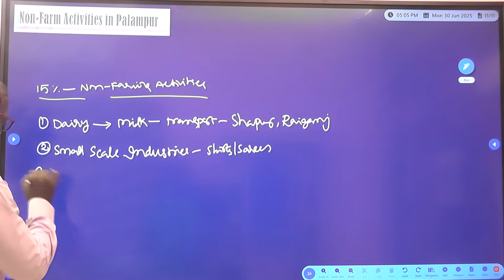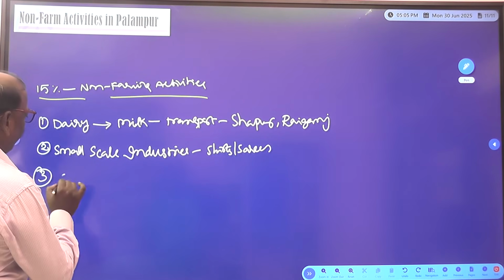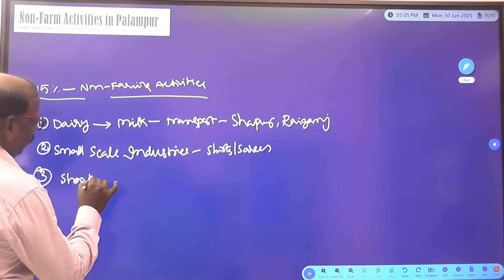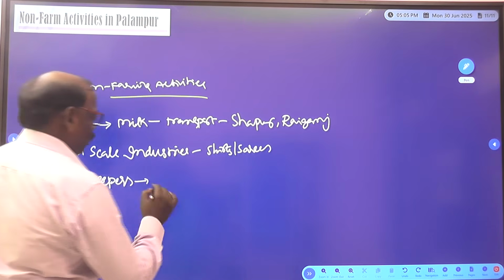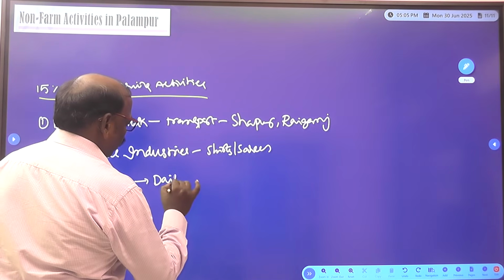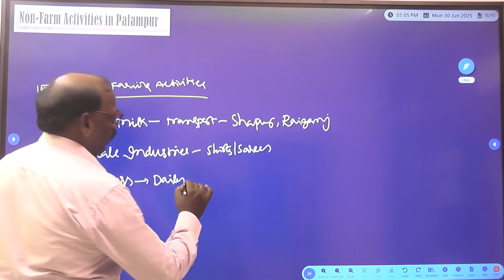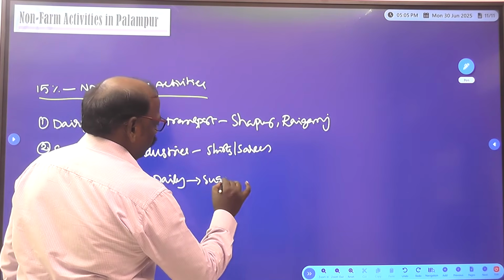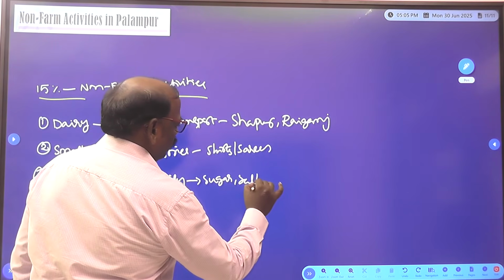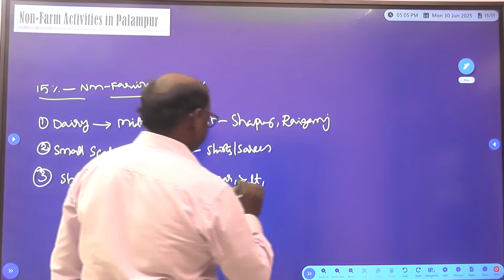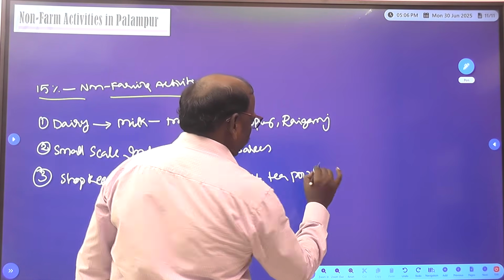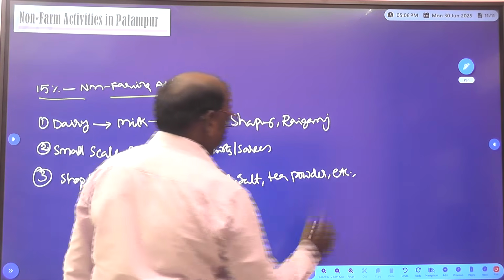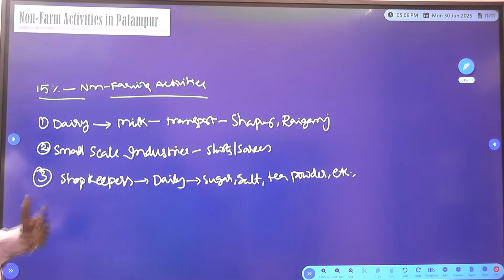Next is shopkeepers. The shopkeepers provide the daily groceries. So what are those? Like sugar, salt and tea powder, etc. So these are the daily groceries we want for feeding our family.